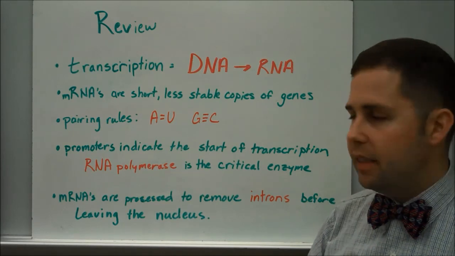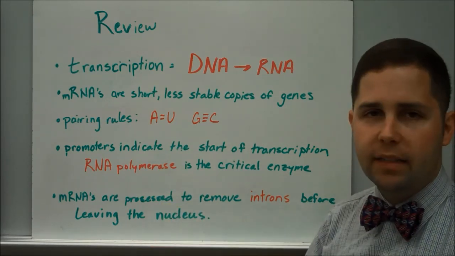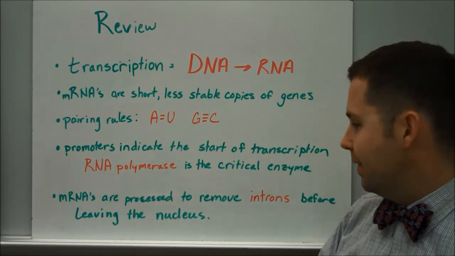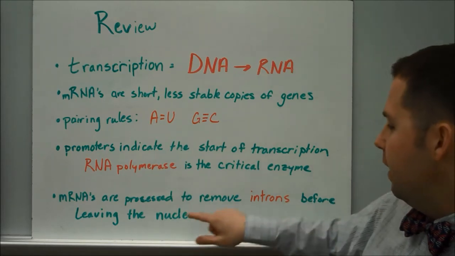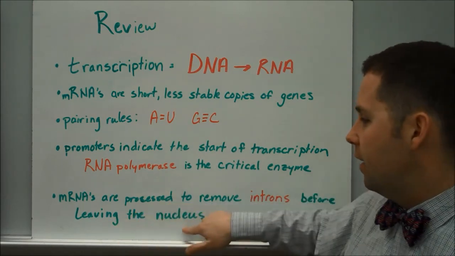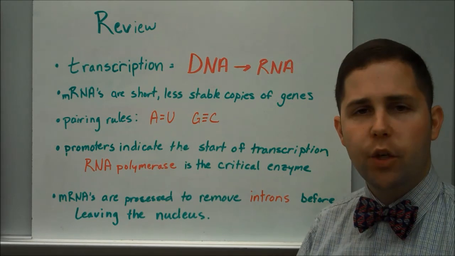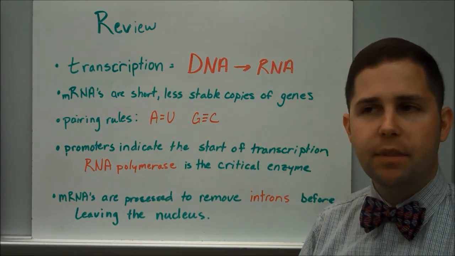The last piece you need to know is that these mRNAs are then processed. The mRNAs, the pre-mRNAs that are made during transcription contain introns and exons. The exons are the parts that are expressed. They need to stay. So the introns need to be removed before the mRNA leaves the nucleus. Once these mRNAs are floating throughout the cytoplasm of the cell, they can then be used to make proteins, which is the subject of another video.